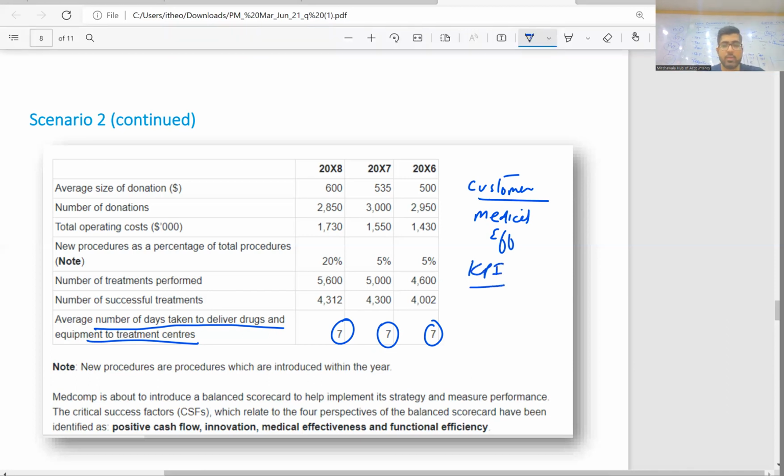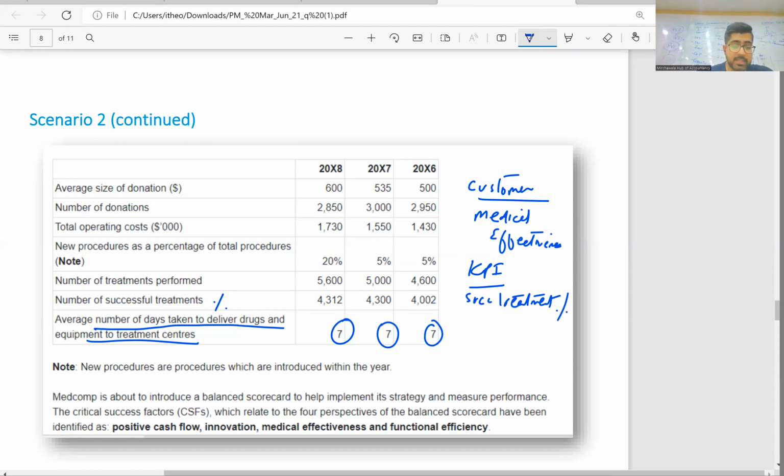From the data, how will you measure effectiveness? This is the critical success factor. Now, the indicator: how will you measure effectiveness? The indicator to measure effectiveness from this data could be operating cost profit, or effectiveness can be measured by successful treatments from this data, maybe as a percentage. Successful treatment percentage. Okay.